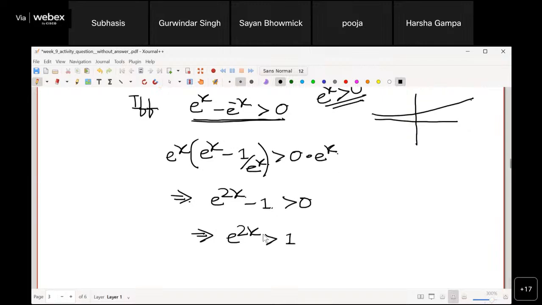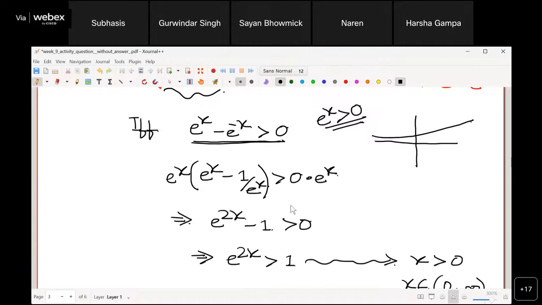Now can you tell me what will be the values on taking natural log on both sides? Correct. What will be the range of x? x is greater than 0. Yes, absolutely correct. So from here we get that x is greater than 0, which is basically x is in between 0 to infinity. Sir, that second line, e power 2x minus 1, how did we get it?